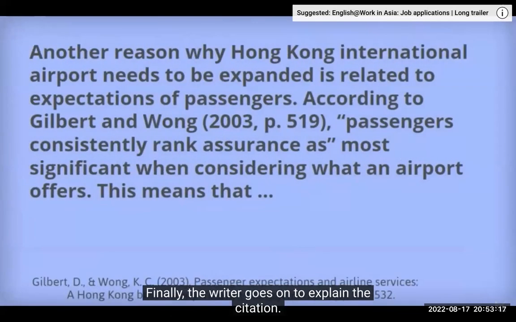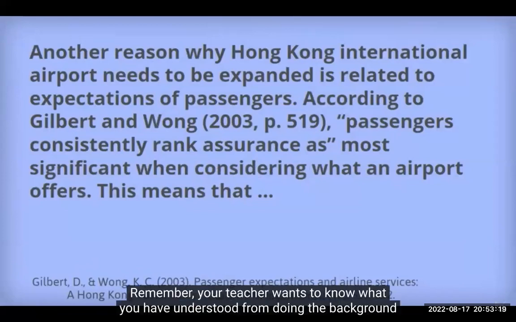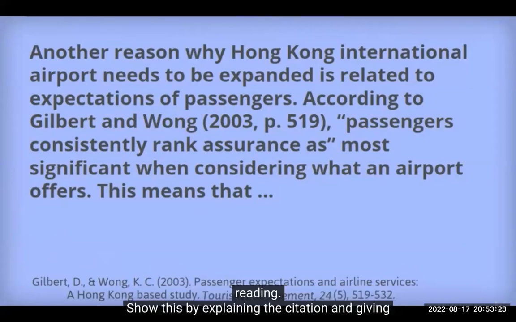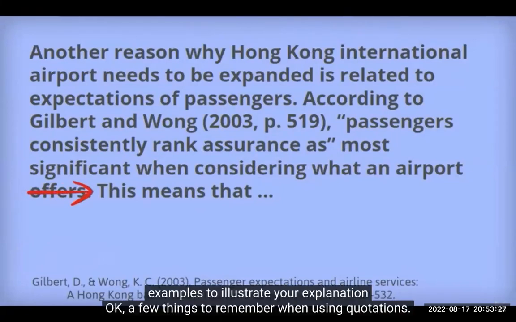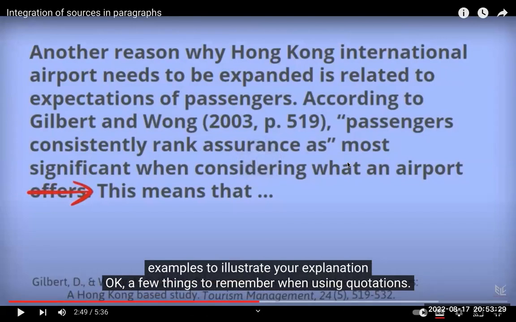Finally, the writer goes on to explain the citation. Remember, your teacher wants to know what you've understood from doing the background reading. Show this by explaining the citation and giving examples to illustrate your explanation. That is what is called critical analysis, as I was explaining before. You cannot just cite the source and leave it. The sentence that comes after the citation must be an interpretation of the source in relation to the topic sentence.